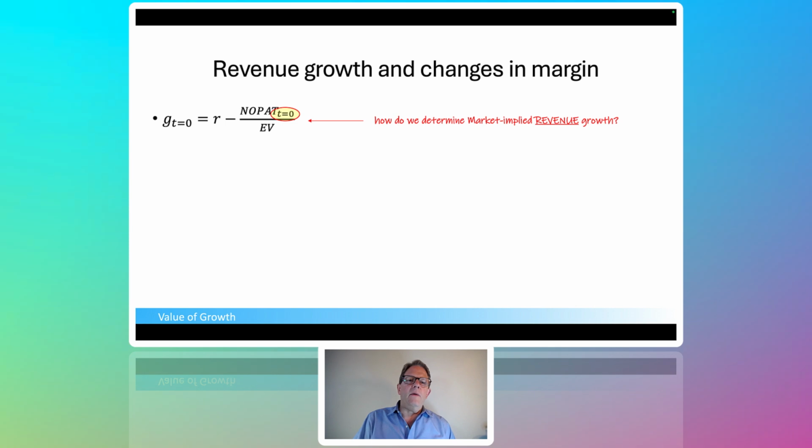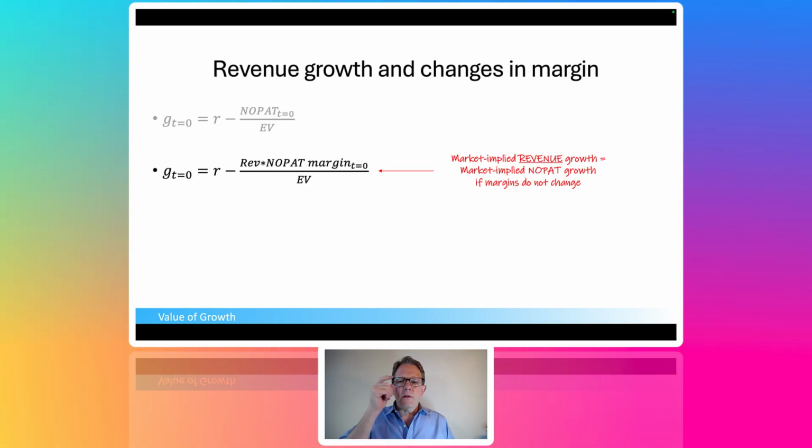All right, now the question is, what do we have? What we care about is revenue growth, because that gives us the basis of looking at the industry. So we need to work backwards and figure out what the implied revenue growth rate is if we think margins are going to change. All right, so here we go. The market-implied revenue growth equals the market-implied NOPAT growth if margins do not change, as we see in this equation.